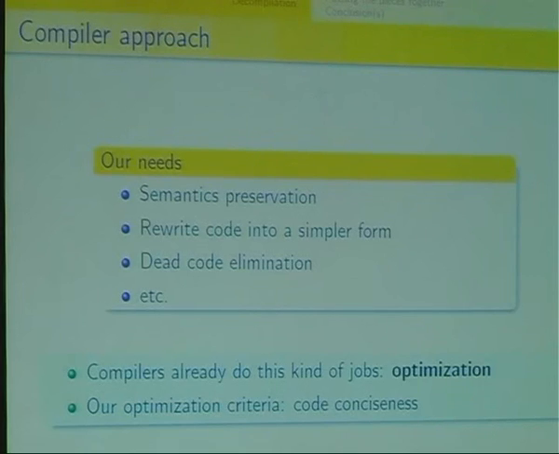If we thought about that, one idea that quickly comes to mind is that compilers already do this kind of job. It's called basically optimizations. So we can do optimization with respect to different criteria, which may be speed, size, or anything else. Our own optimization criteria will be code conciseness, because we want it to be easily analyzable with our classical tools.